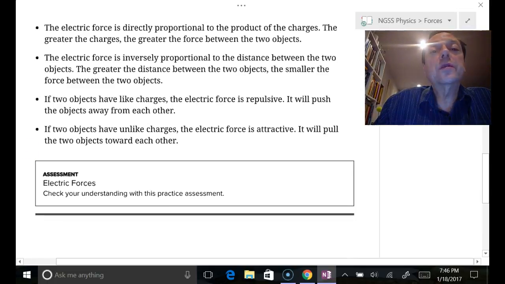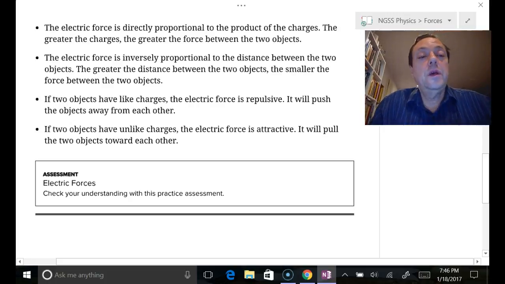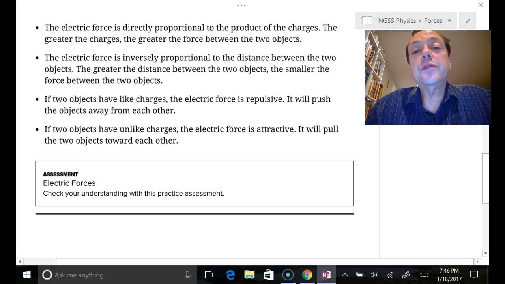The electric force is directly proportional to the product of the charges. The greater the charges, the greater the force between the two objects. Okay, so it's akin to mass in Newton's universal gravitation equation. Electric force is inversely proportional to the distance between the two objects. Actually, it's inversely proportional to the square of the distance between the two objects. The greater the distance between the two objects, the smaller the force between the two objects, right? If they're further away, obviously they have less influence on each other.